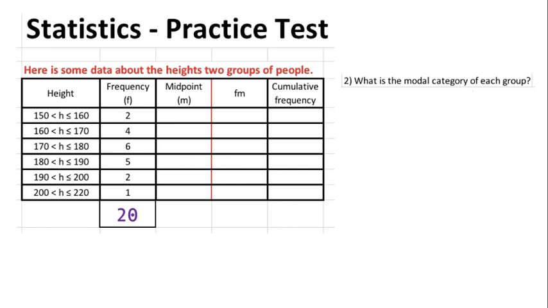Question 2, what is the modal category of each group? Well, the modal category is the one with most in, and in this case it's 170 to 180 because that's got 6 people in it, more than any other group.